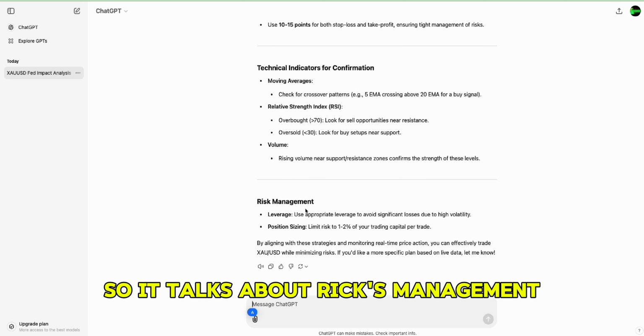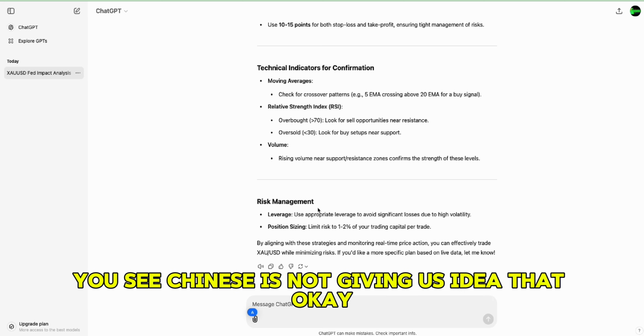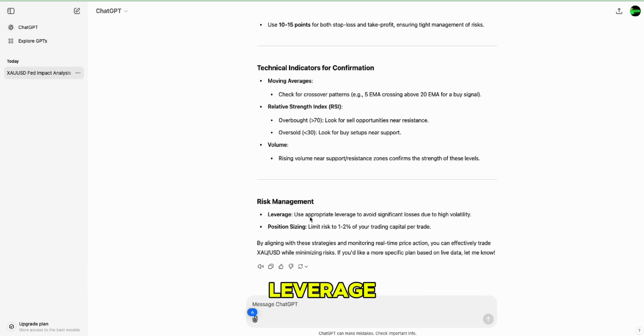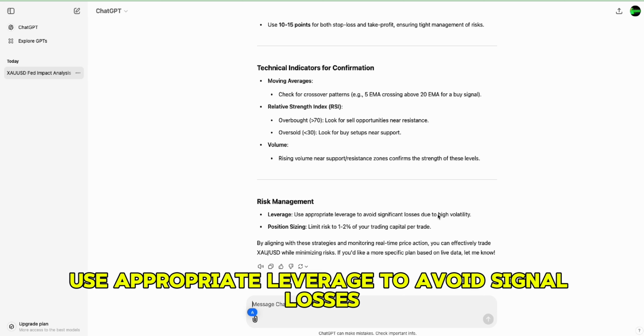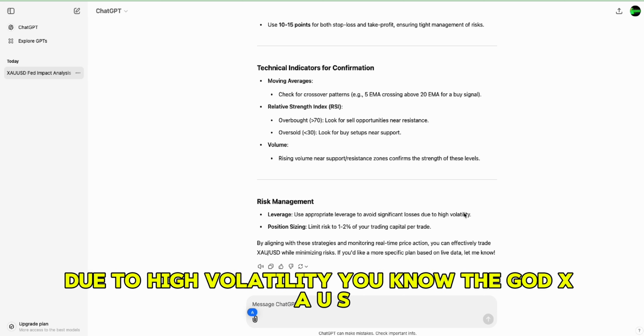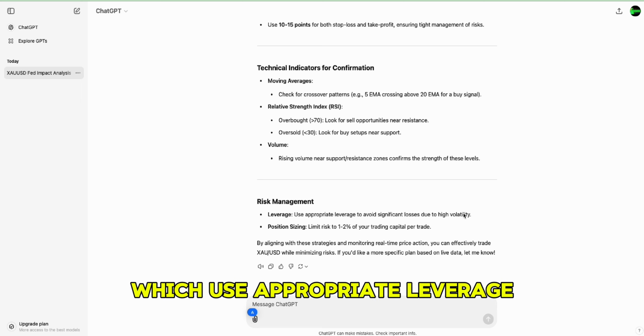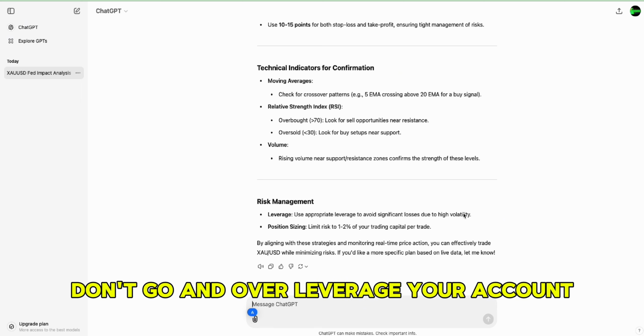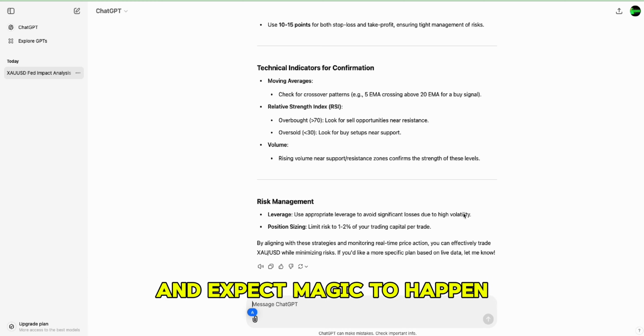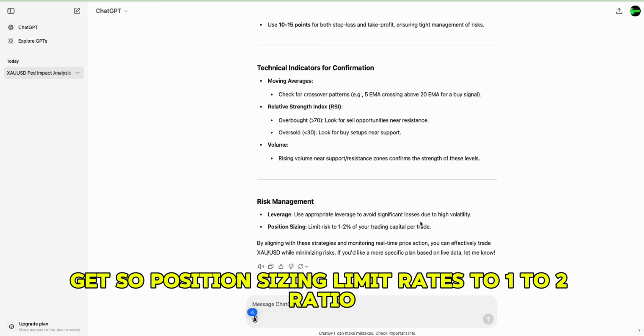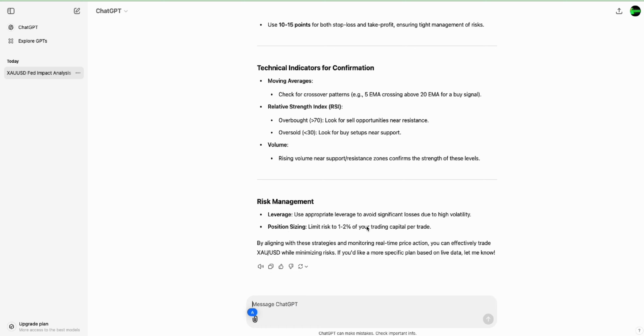So it talks about risk management. You see, ChatGPT is now giving us the idea that we should use appropriate leverage to avoid significant losses due to high volatility. Gold, XAUUSD, is very high in volatility. So ChatGPT is suggesting we should use appropriate leverage. Don't go and over-leverage your account and expect magic to happen. So position sizing: limit risk to 1 to 2% of your trading capital per trade.